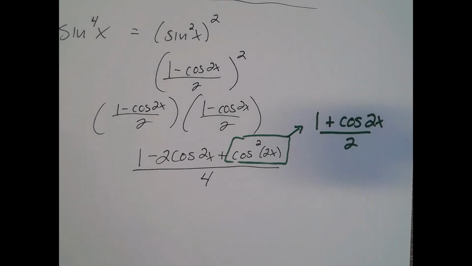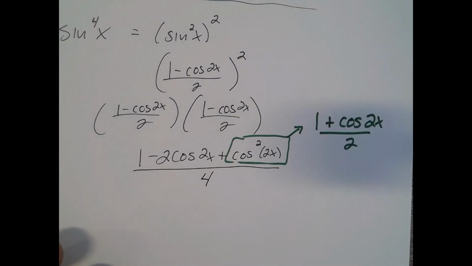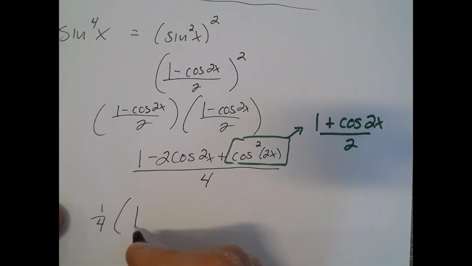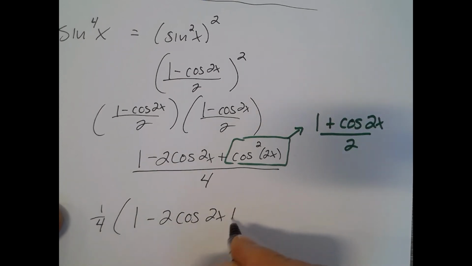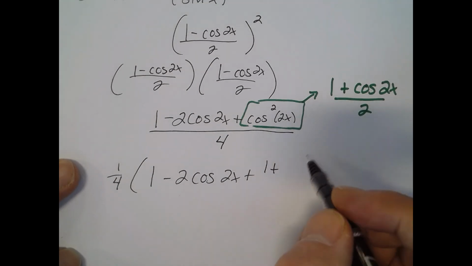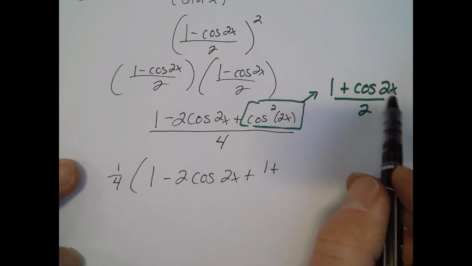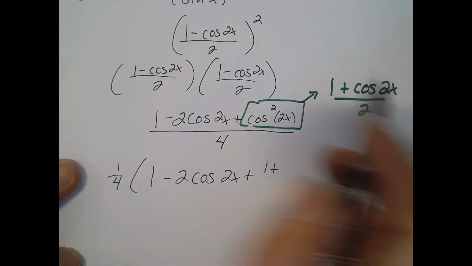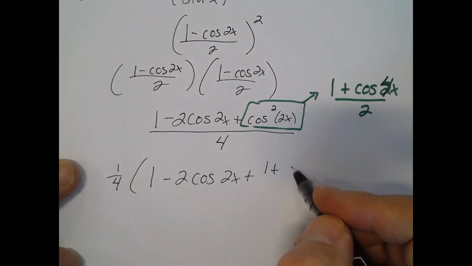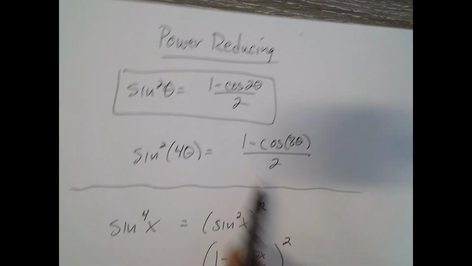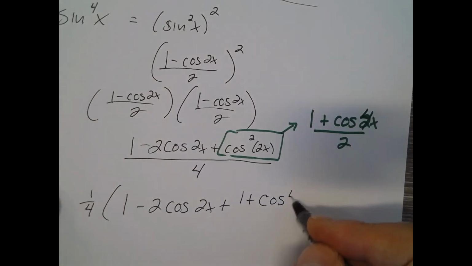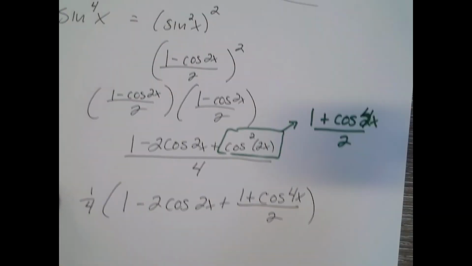Oh, yeah. So we now have, okay, if it makes you feel better, I'm going to move that 4 out front. So it's 1/4 times 1 minus 2 cosine 2x plus the stuff we just did. That's now our cosine squared, so it's 1 plus, oh wait, cosine squared of 2x. I forgot to double it, so that's actually a 4. Wait, why did it double? It's a thing. It always doubles. And that's our answer.